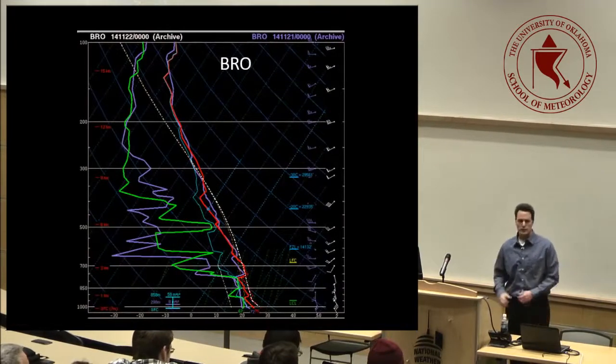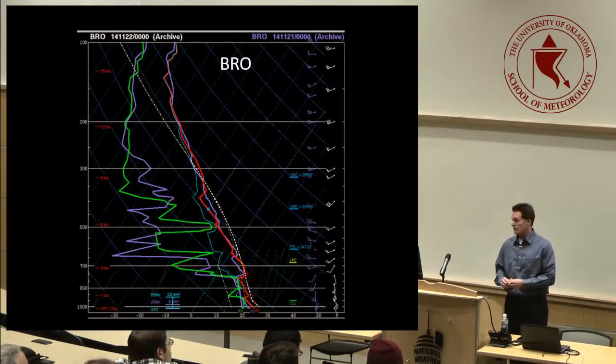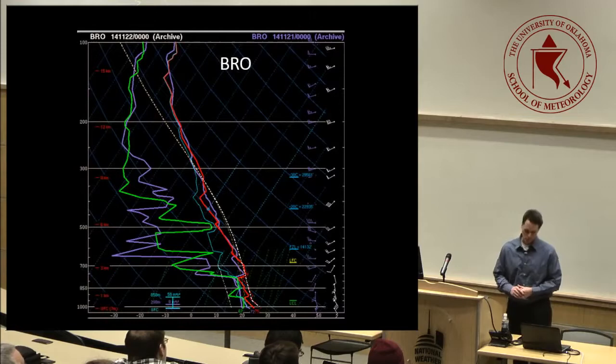Brownsville, same sort of thing. There's a lot more complexity now. Perhaps this suggests that we're not in the active modification phase anymore. Everything's kind of achieving some sort of balance, because now you see a couple of different little layers below about 700 millibars. Again, it's difficult to explain the exact origin of these because we have so few observations upstream.